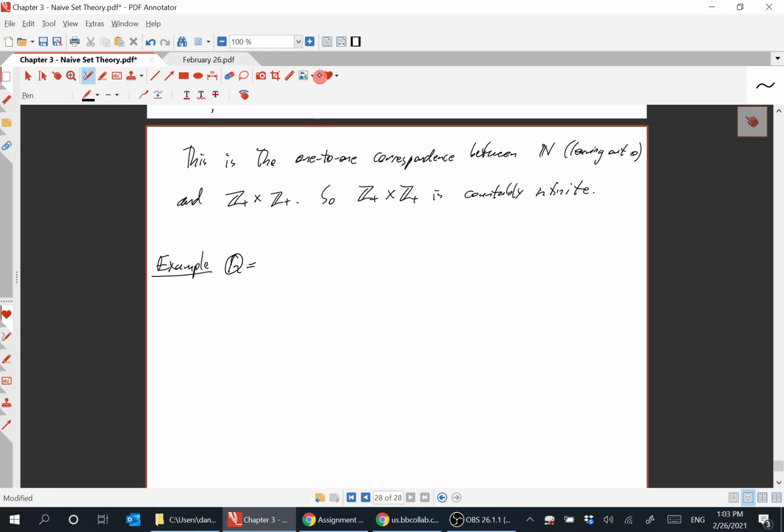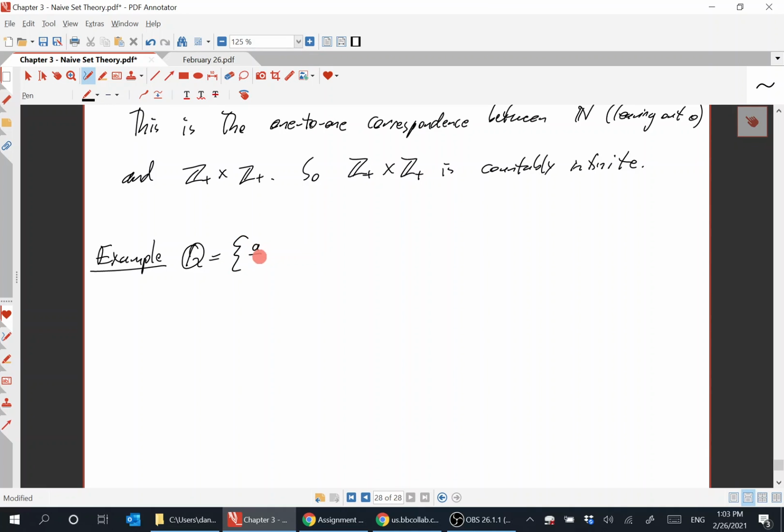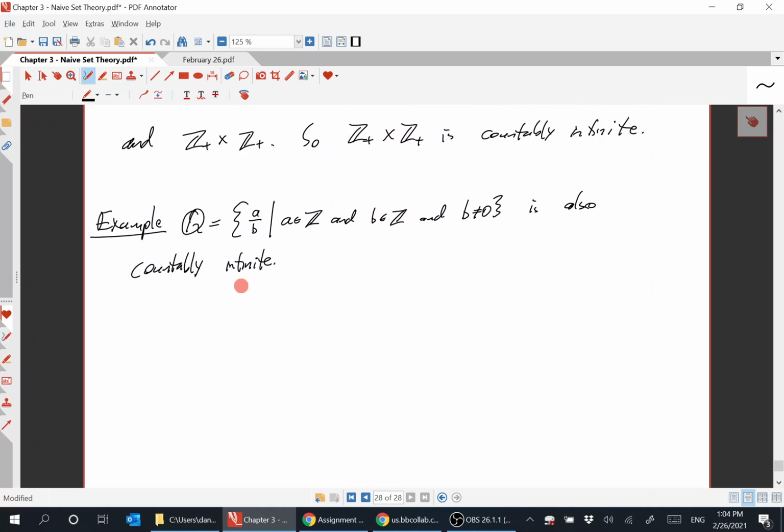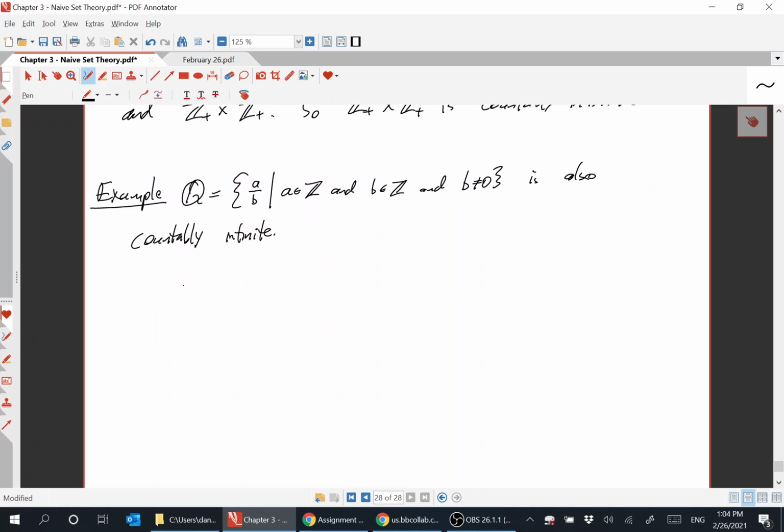So Q, which is equal to the set of all A over B, such that A is an integer and B is an integer, and B is not equal to 0, is also countably infinite. So even though the rational numbers, we'll just show the positive ones. The positive rationals are countably infinite, and then you can just alternate positive, negative to get the full set. So here is the labeling just for the positive ones.